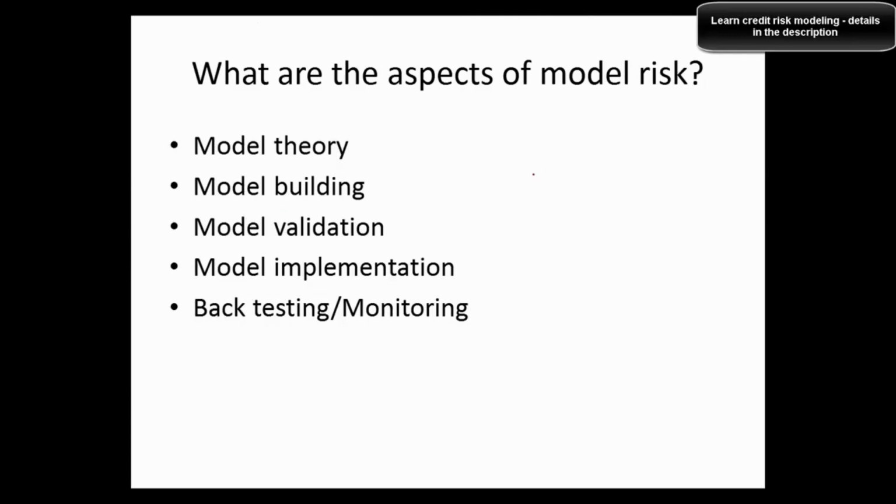What are the aspects of model risk? Model risk involves basically model theory, model building, model validation, model implementation, backtesting, and monitoring. Model risk management, popularly known as the MRM, deals with all of these.